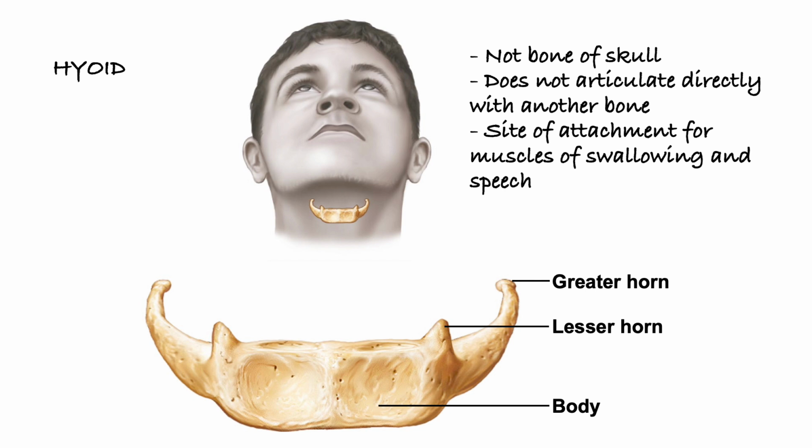So another bone we're going to talk about, part of the axial skeleton, is the hyoid bone. This is not a bone of the skull. It's very unique, I like to call it a Jeopardy question. It does not articulate directly with another bone. It kind of stands alone. Obviously, it has ligaments, it's attached to muscles, and these muscles are basically for swallowing and speech.